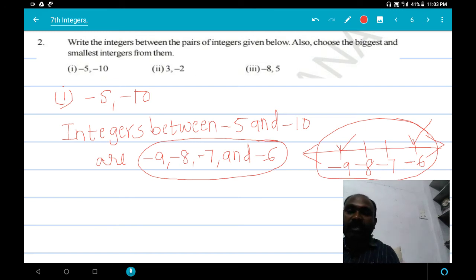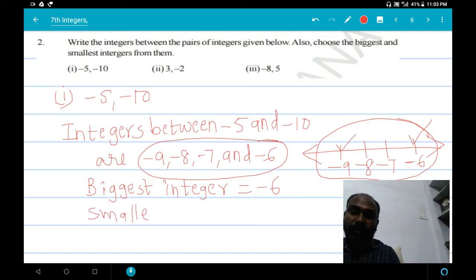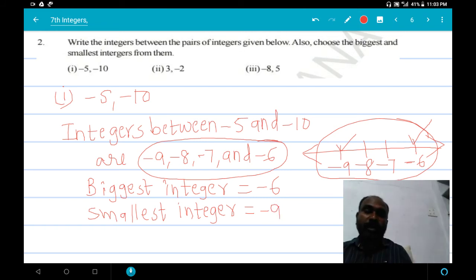So here the biggest integer is equal to -6 and the smallest integer is equal to -9.